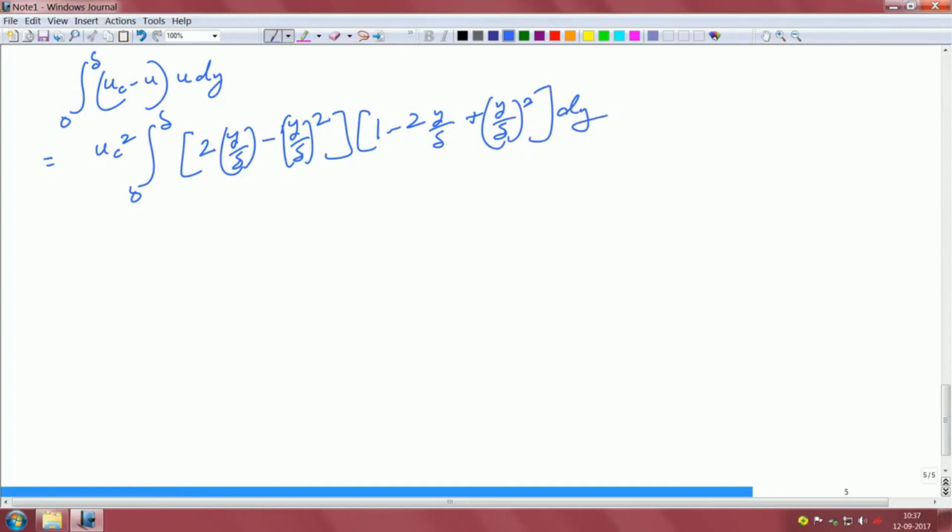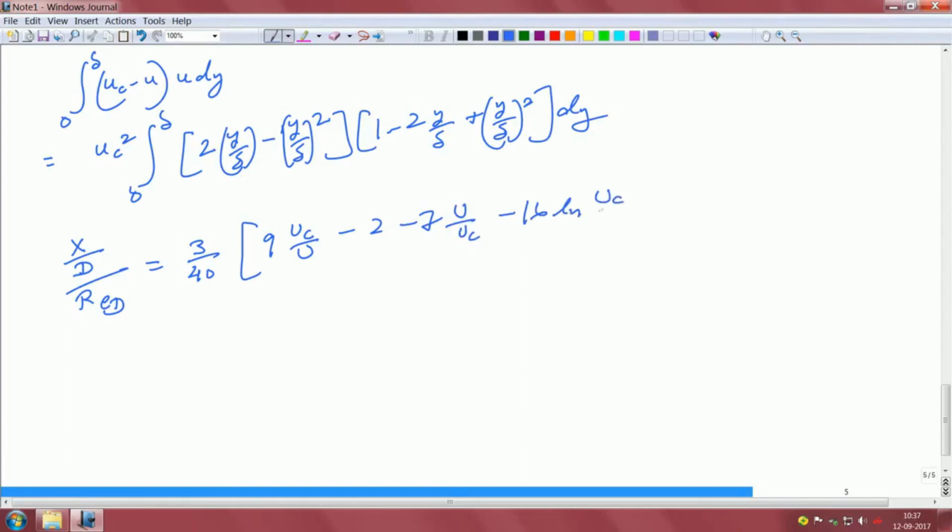Okay. So, if you follow through these steps, if you integrate the whole thing out and put that back in your momentum equation, the final form that you are going to get is x/D divided by Re_D is equal to 3/40, 9 Uc/u is 2 minus 7 u/Uc, 16 ln Uc/u.